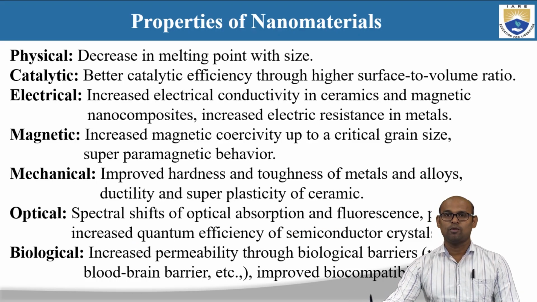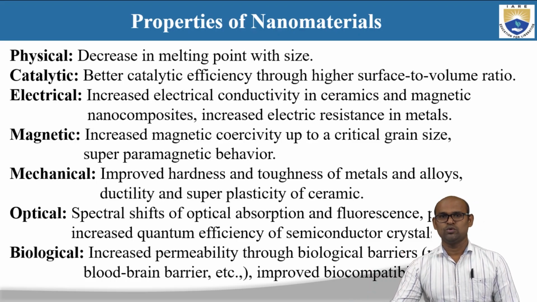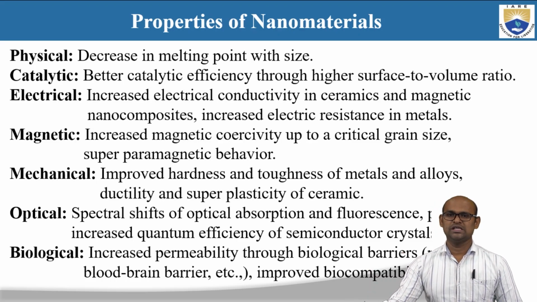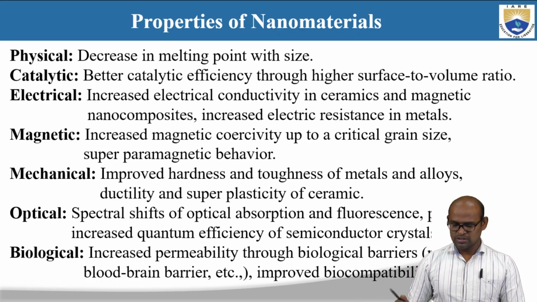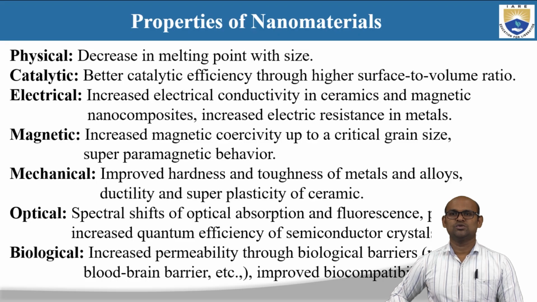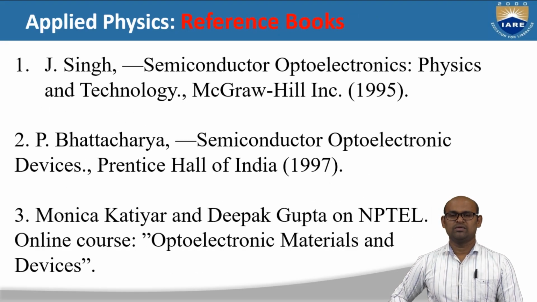What are the properties that change in biological properties? Increased permeability through biological barriers, membranes, blood-brain barrier, etc. Improved biocompatibility. So for example, when you go from bulk to nano, you will see these nanomaterials are biocompatible. So these are some of the properties of nanomaterials. In this presentation, these are some of the reference textbooks and reference books.